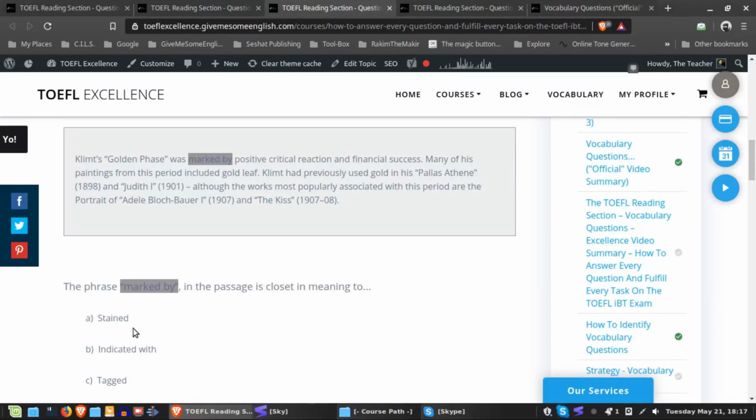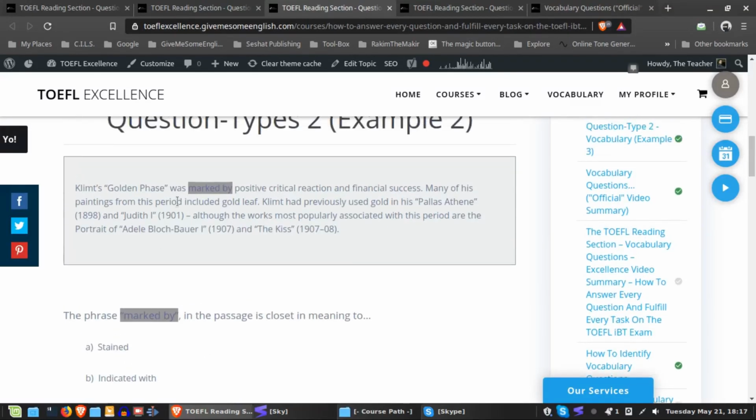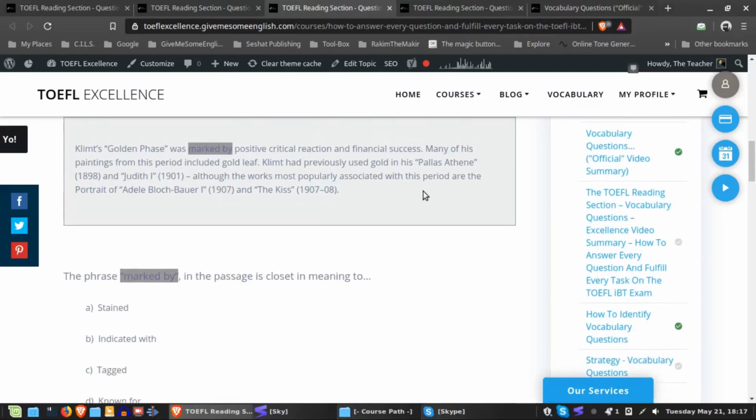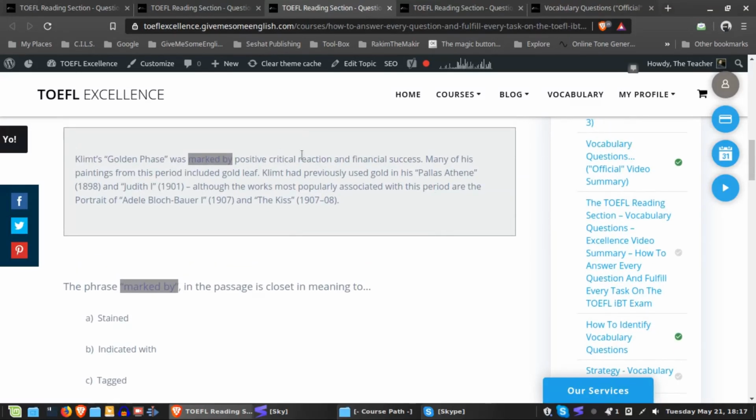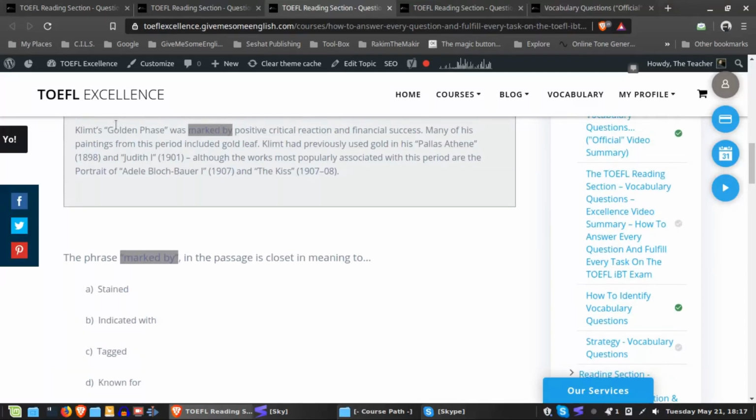Well, stained doesn't fit, even though those two are kind of synonymous. So stained is out. Klimt's golden phase was indicated with positive critical reaction and financial success. Well, grammatically that fits, but what do they mean by indicated with positive? Okay, so let's go to the next one.